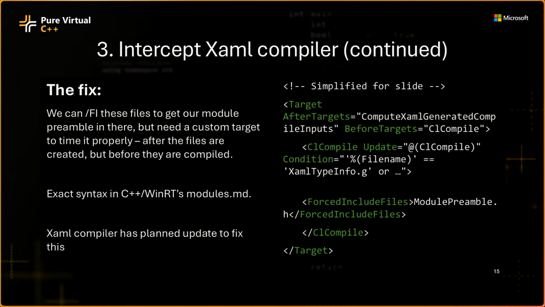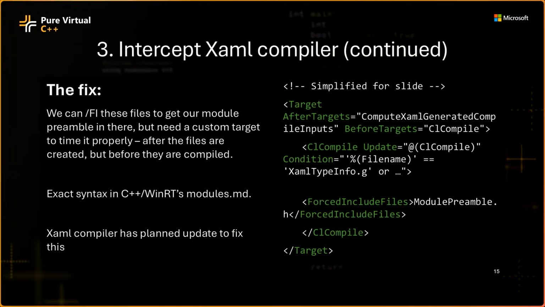Well, we have to intercept it. This is simplified code. Don't use this verbatim. We've documented the actual stuff more thoroughly on the C++/WinRT site. But essentially, you set up a custom target or two that intercept when the XAML compiler is done generating the files, but before it has sent them off for compilation. And we use forced include files, which sets /FI on the command line for the compiler, which forces your module preamble header to be included right at the very top of the file.